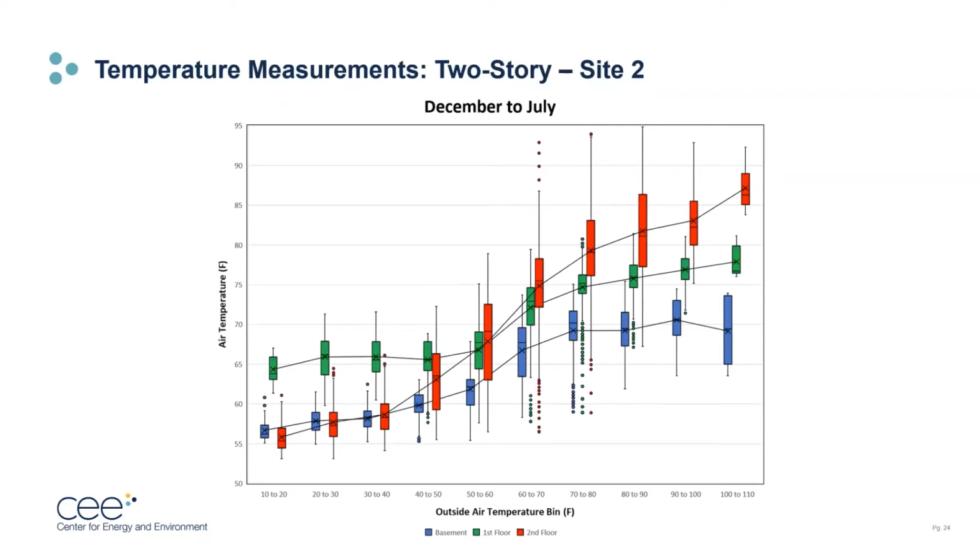The opposite occurs in the summer, suggesting that the second floor is not getting enough heating and cooling relative to the first floor. The basement temperature is always below the first floor. So this is a situation where a multi-zone system should improve comfort while creating somewhat higher energy use in the winter and about the same or lower electric use in the summer.